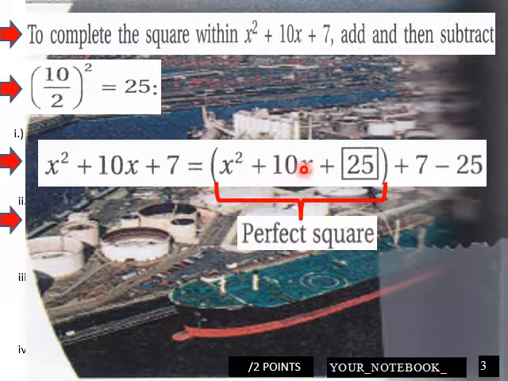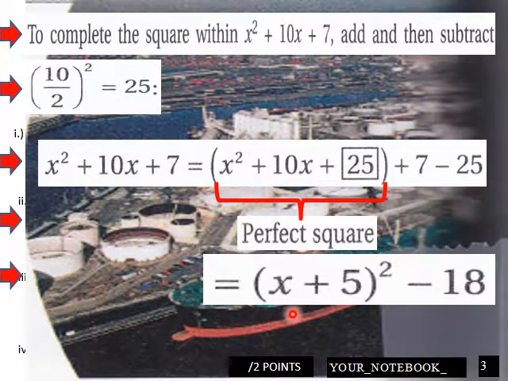This is your perfect square now. x plus 5 squared minus 18. So this would be negative 25 plus 7.